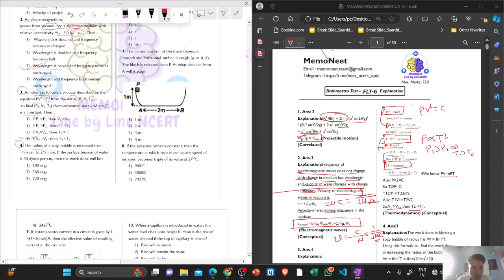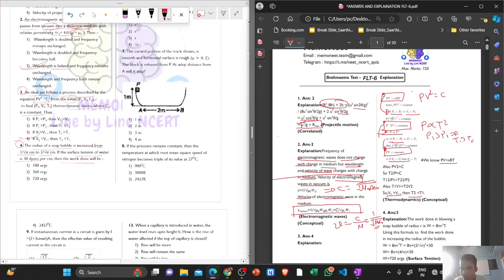Here, it is asking about the radius of a soap bubble. It increased from 1 by root 5 centimeter to 2 by root 5 centimeter. If the surface tension of the water is 30 dyne per centimeter, then find the work done. You have been given the surface tension and the radius is increased. So the question is asking what amount of work needs to be done to increase the radius of the sphere of the liquid from this radius to that radius.